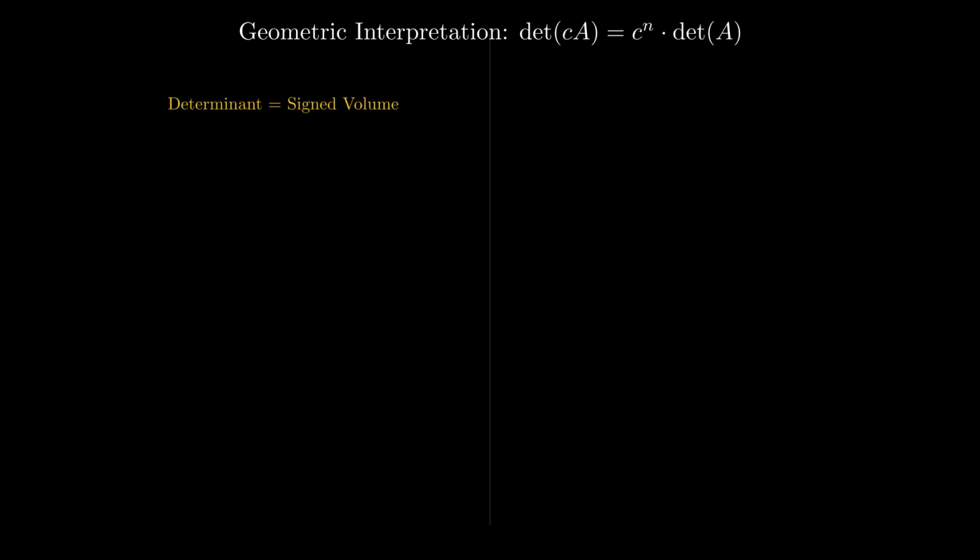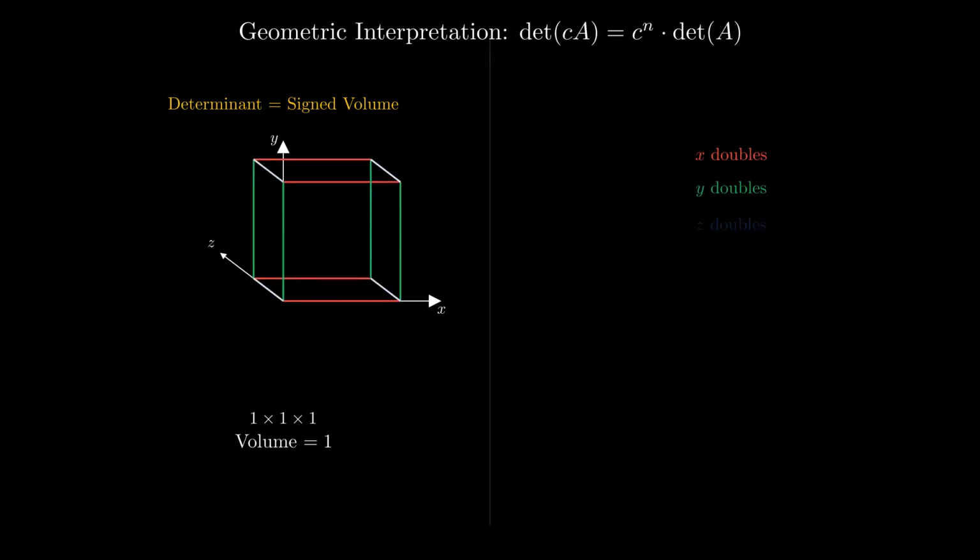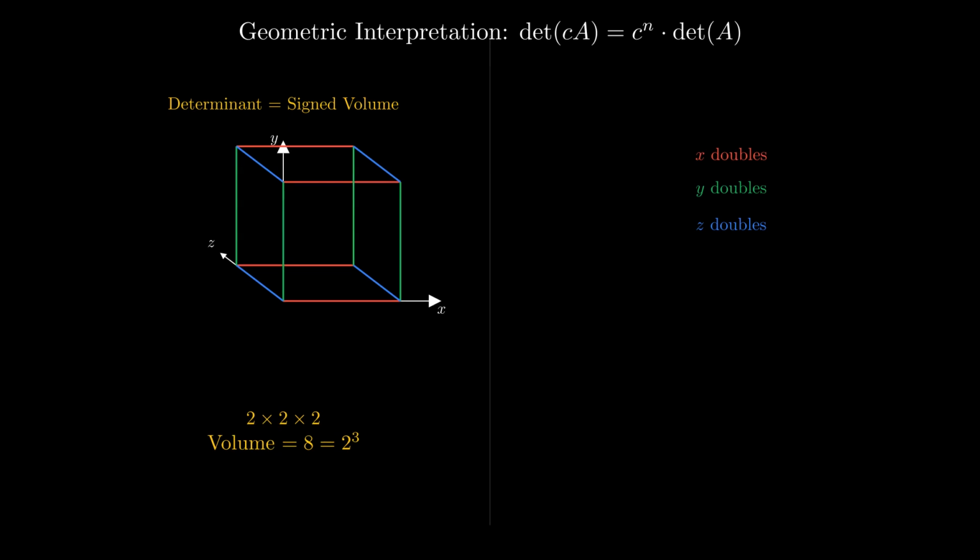The determinant measures signed volume. In 3 dimensions, start with a unit cube, side length 1, volume 1. Now double every axis. The x-axis doubles, the y-axis doubles, and the z-axis doubles. The cube becomes 2 by 2 by 2, with volume 2 cubed equals 8.